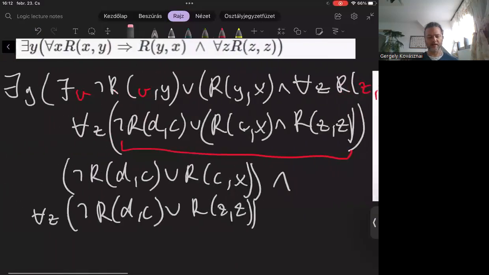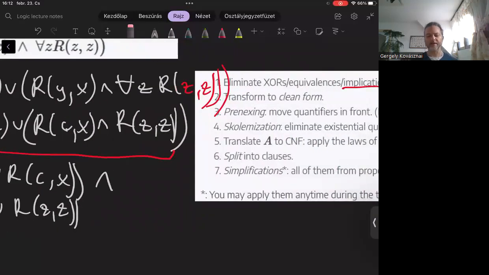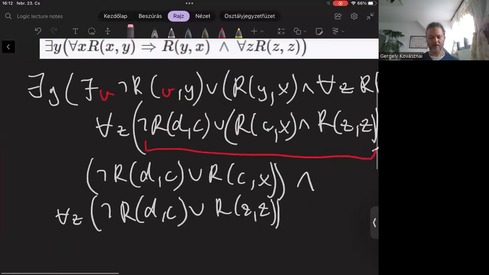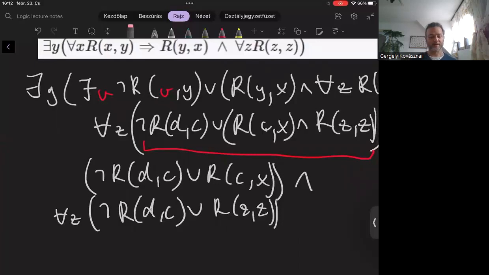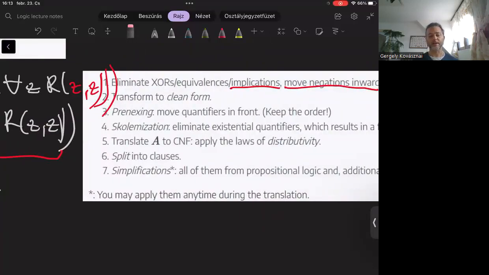As you can see, it highly simplifies the translation to CNF if you know this algorithm. This is why we suggest you to run this algorithm whenever you need to translate a first order formula to CNF.